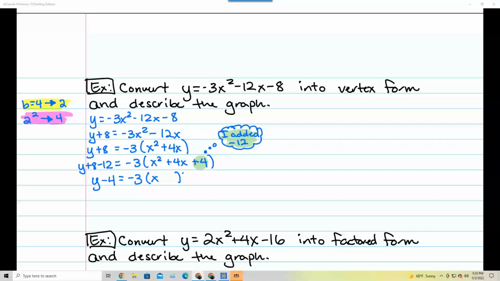Put in parentheses x, parentheses x. You're going to find numbers that multiply to 4 and add up to 4. Well, that's either 1 and 4 or 2 and 2. And it looks like 2 and 2 is going to be the one because it adds up to 4. So it's going to be a +2 and a +2.